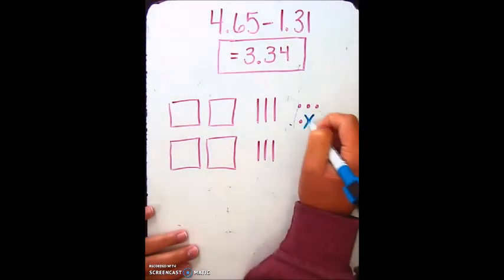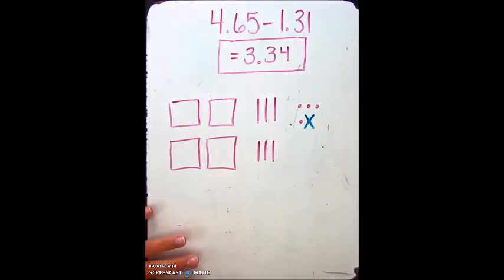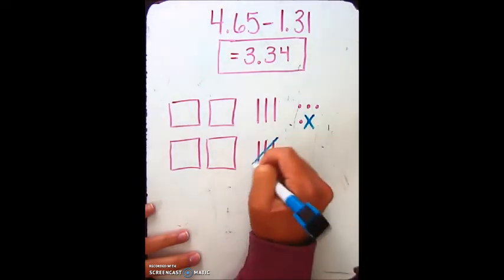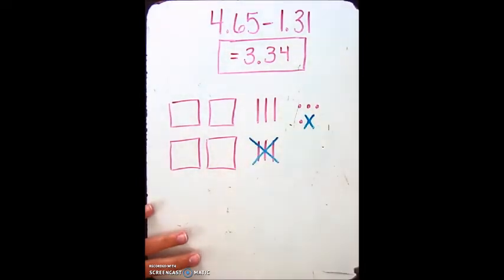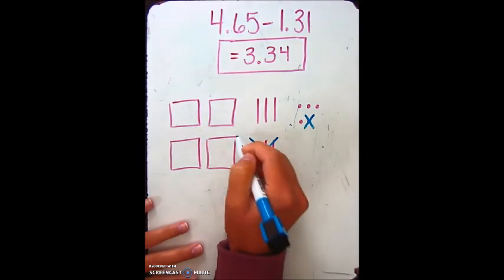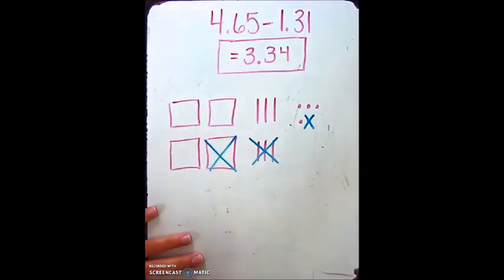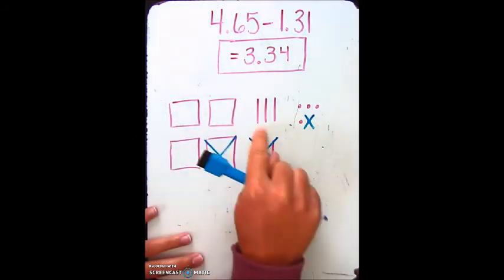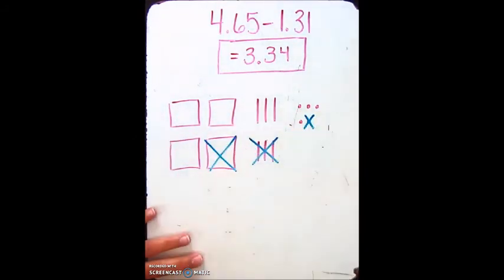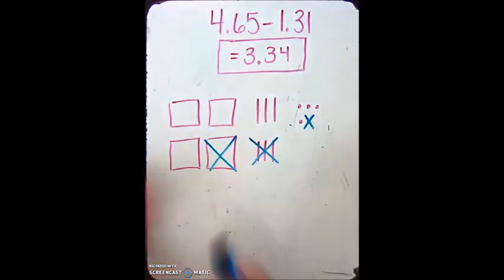So that means I took 1 hundredths cube away, I'll cross off one of those. I took 3 tenths rods away, I'll cross off one of those. And I took 1 flat away, so I'll cross off one of those. That still leaves me with 3 and 34 hundredths.